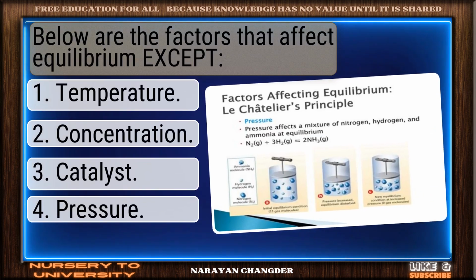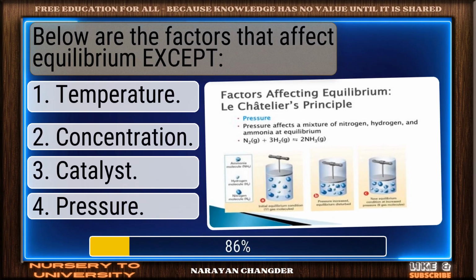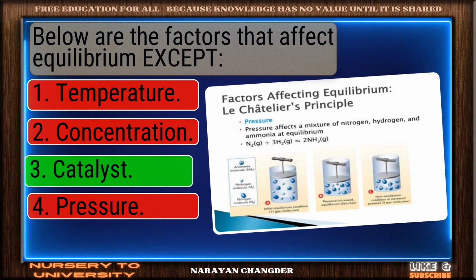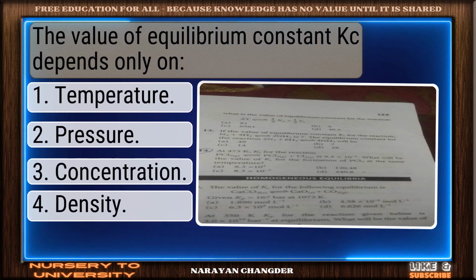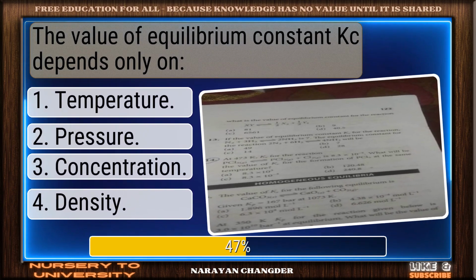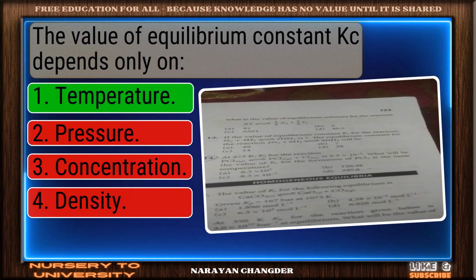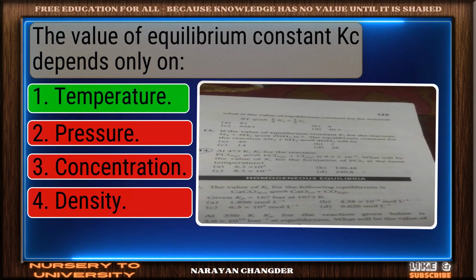Below are the factors that affect equilibrium except. You chose catalyst, and it is correct. The value of equilibrium constant Kc depends only on. Right on track. Temperature is the correct answer.